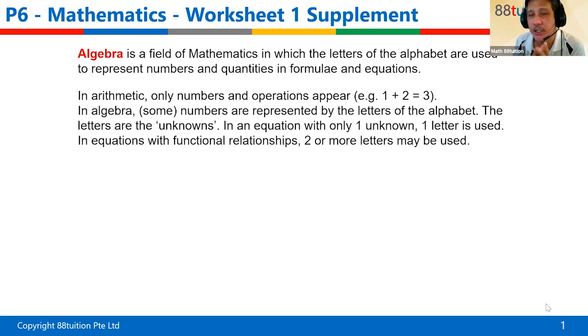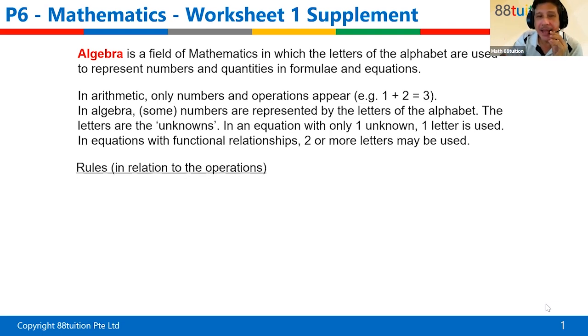What is the meaning of functional? Functional has something to do with something being dependent on the value of the other. For example, length is dependent on the breadth. In a rectangle, the length is always twice the breadth. So if my breadth is 2, my length must be 4. But if my breadth is 3, my length will change to 6. So the numbers actually depend on another variable, which is also unknown. That's why when there are functional relationships, we may have more than one unknown.